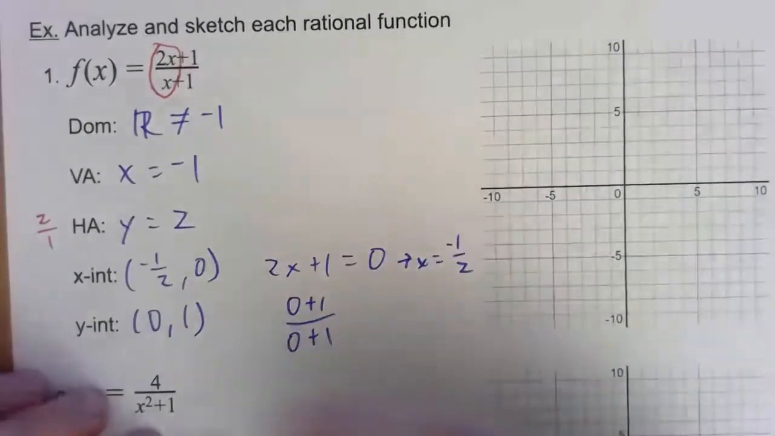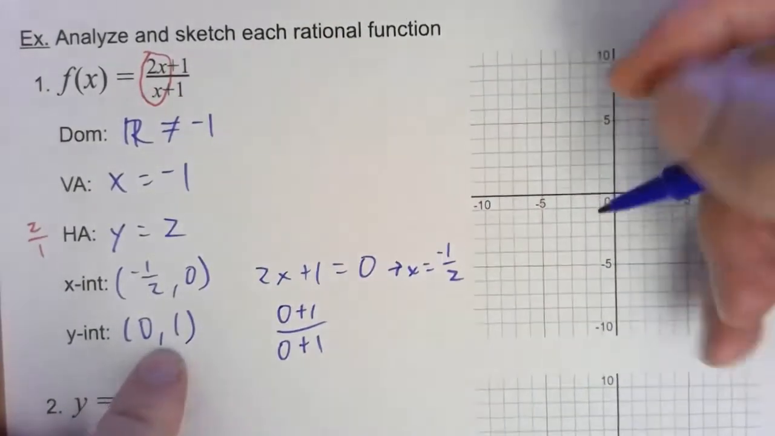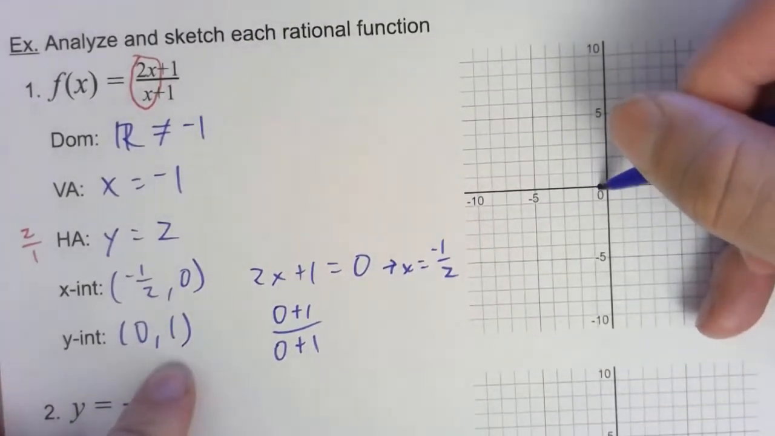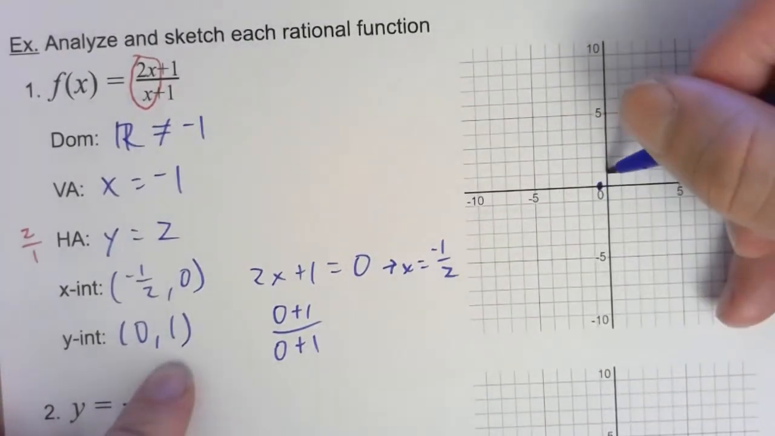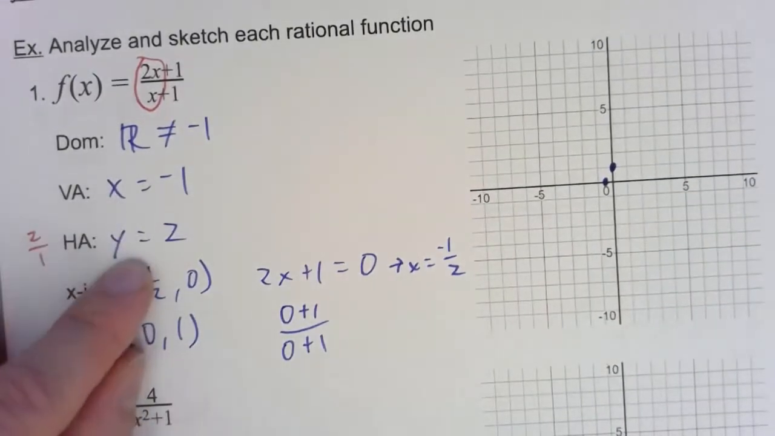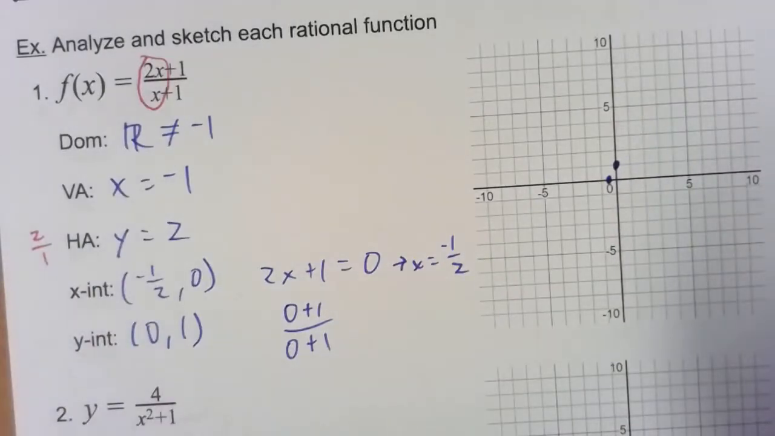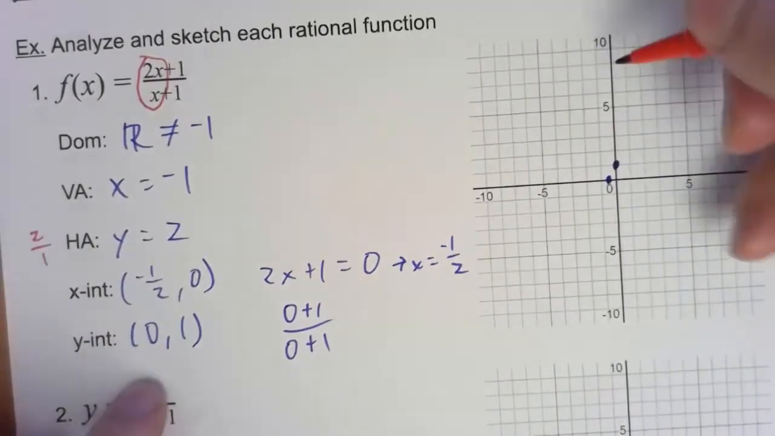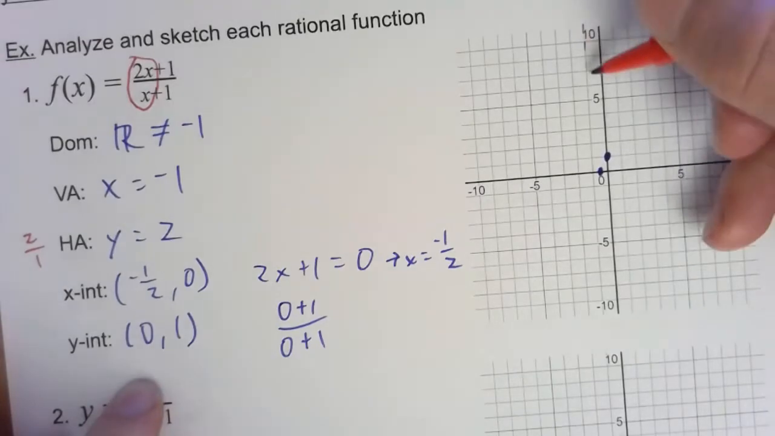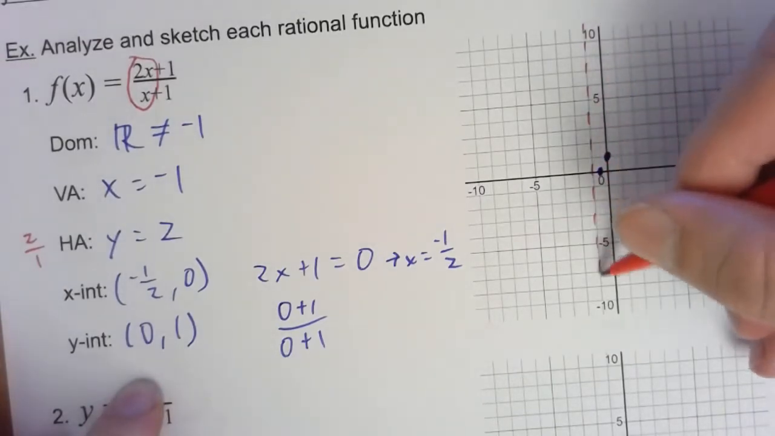So then what we want to do is throw all this stuff onto the graph here. Okay, so we've got a couple points. We've got -1/2, 0. Then we've got 0, 1. Now, these asymptotes are not actually part of the graph. They're kind of a feature of the graph. So again, what we said is x equals -1. There's no point on the graph.